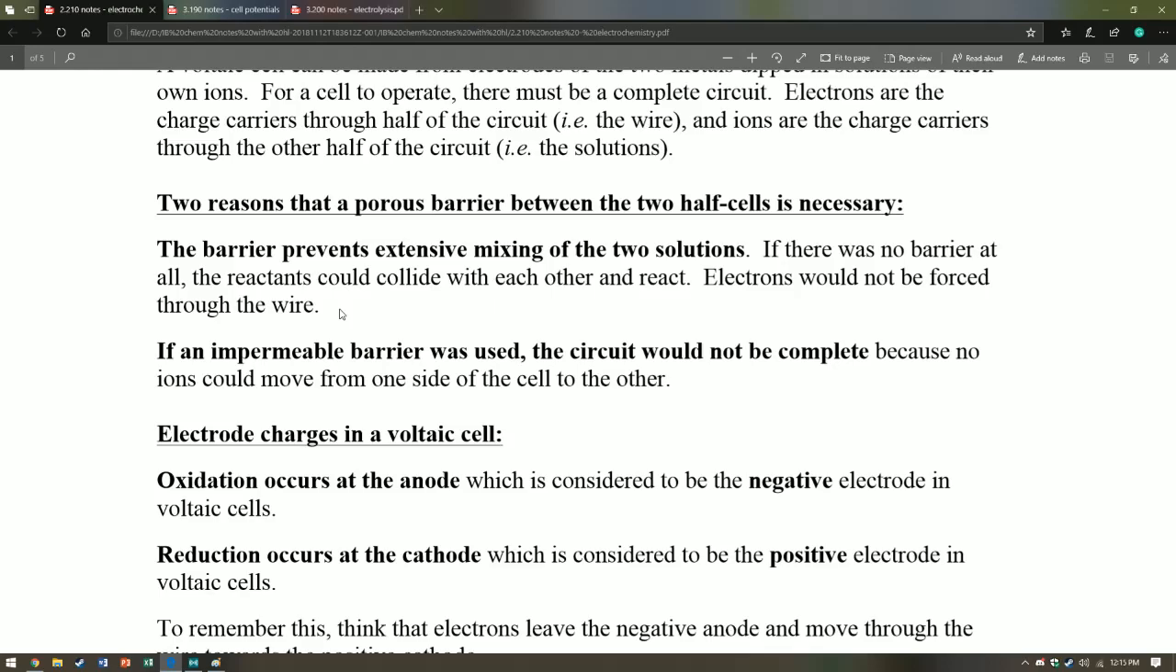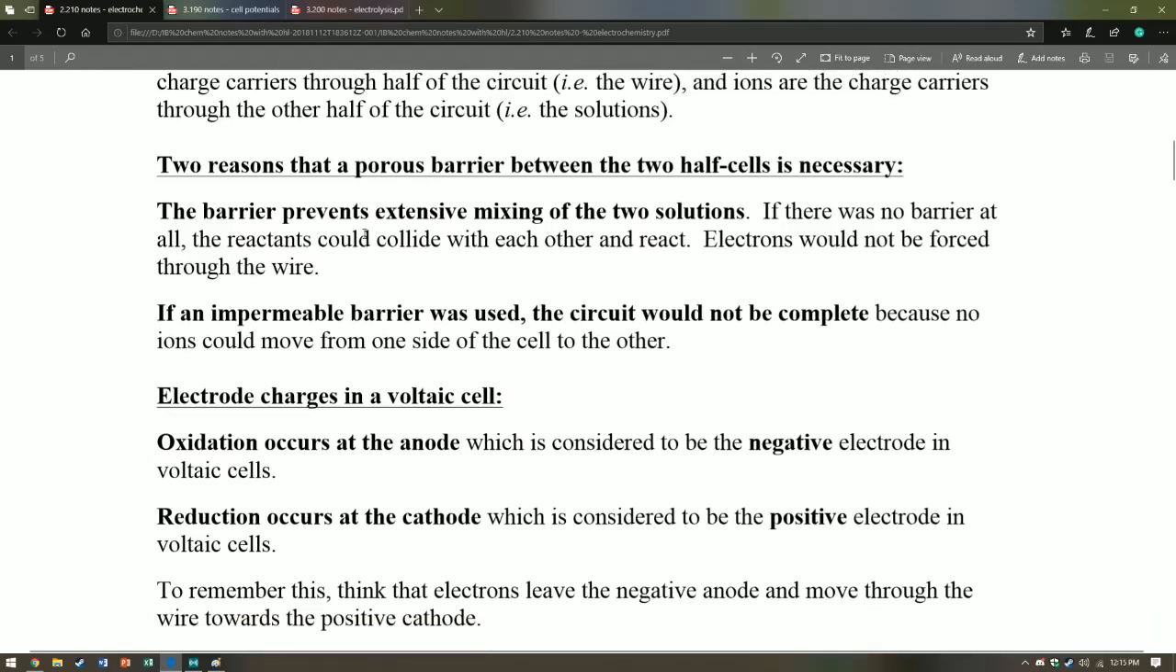However, we need to prevent extensive mixing of the two solutions. So we need some sort of semi-permeable membrane, or a salt bridge is generally what is used. A salt bridge is a glass bridge that links the two, and you fill it with some ionic compound. It doesn't necessarily have to be ones that partake in the reaction. The idea is that you balance the charge on both sides of the loop.